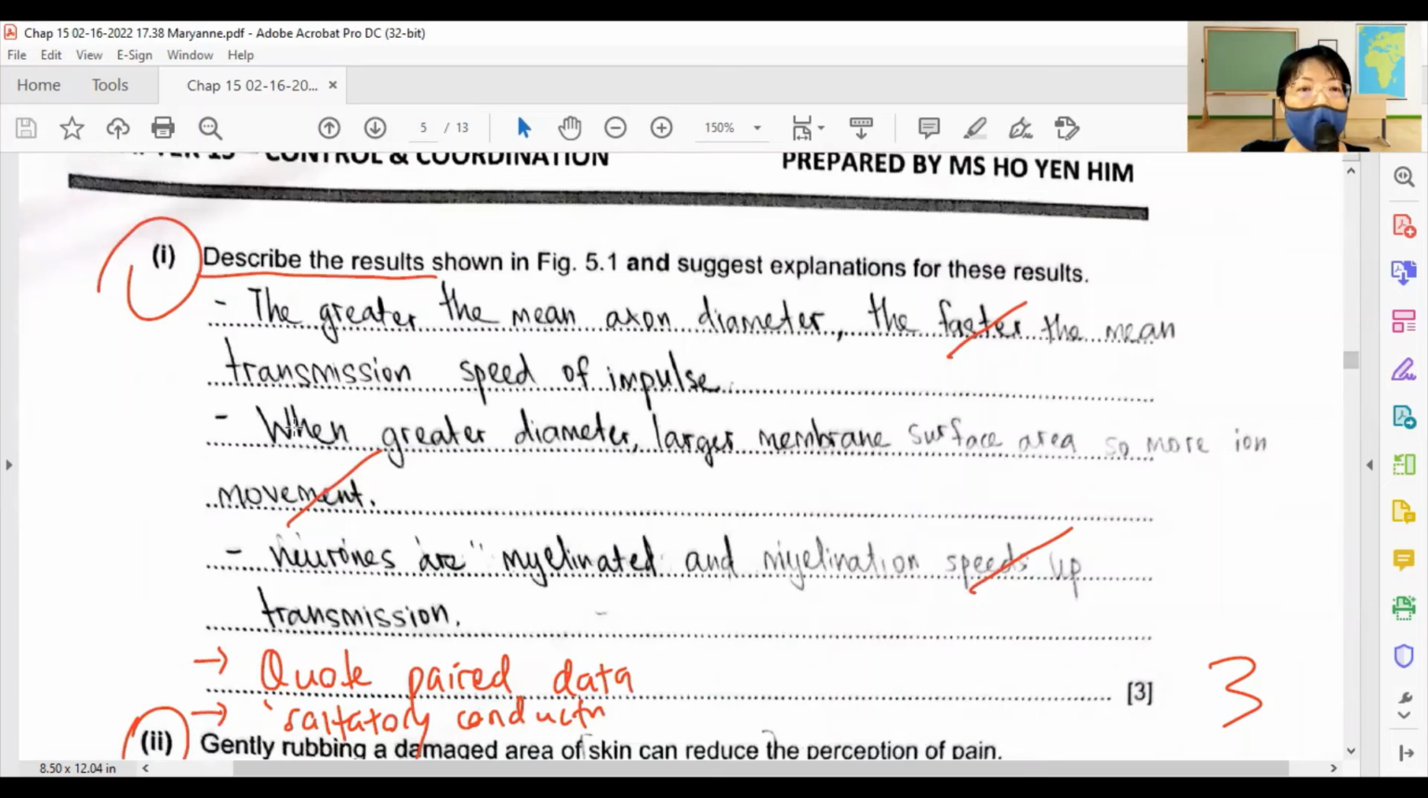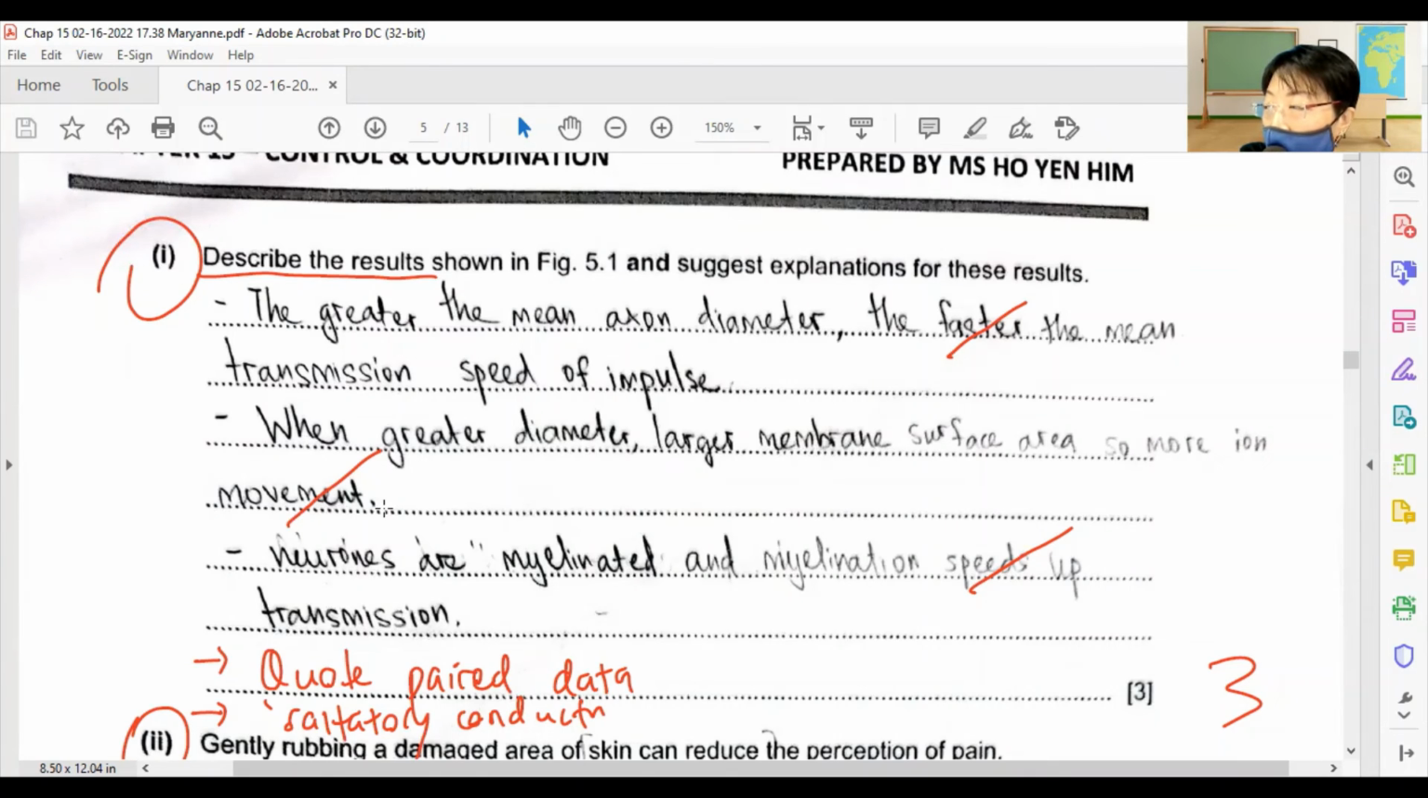Okay, so when greater diameter, there's larger membrane surface area. So there's more ion that can move through the membrane. So the depolarization will be faster, right? The more ion comes in, the charge will change faster, right? So the depolarization is faster, the formation of action potential is faster, repolarization also faster. So therefore, more action potential can be fired along this neuron.